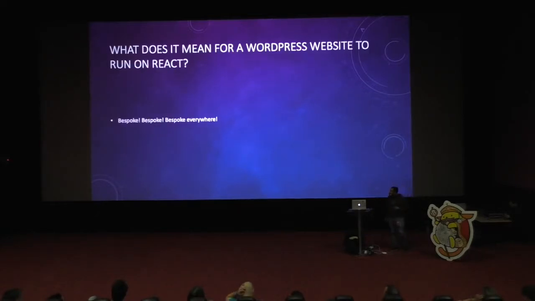So, what does it mean for a WordPress website to be run on React? That means that everything has to be bespoke. So whatever you build, you'll have to recompile the whole JavaScript and then re-upload it on the server. Meanwhile, you also have to build that into the WordPress backend somehow so you can retrieve that data through the JavaScript, etc. So it's not the standard way of building a WordPress thing as we are doing now.